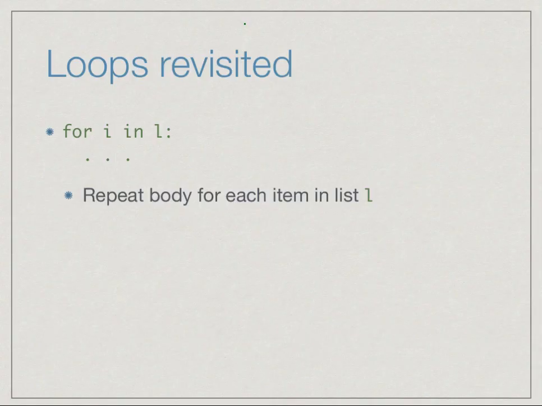So let us revisit loops. So we saw that we have two types of loops in Python. The first is a for loop, where the value ranges over a list in general, or say the output of a range sequence. So for i in L, we'll repeat the body for each item in the list L.